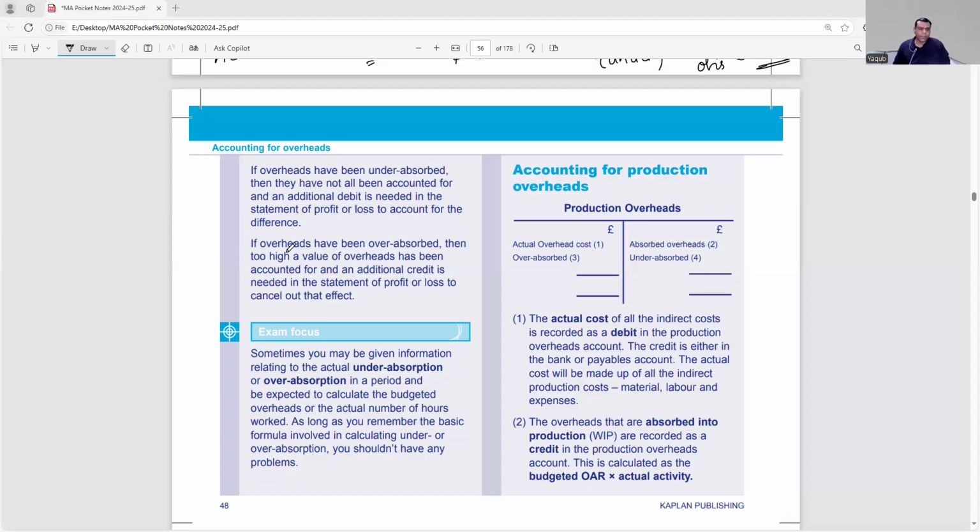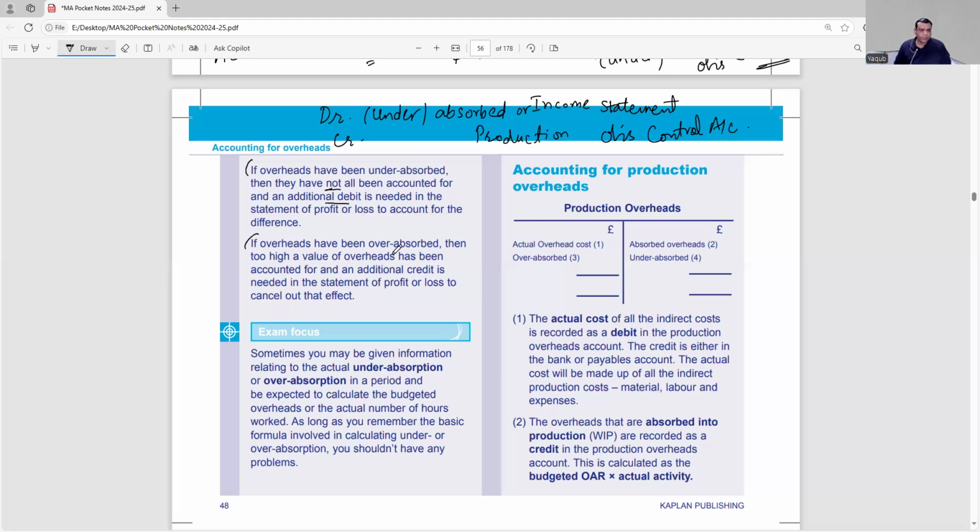Now these definitions are provided over here. If our overheads have been under absorbed, then they have not all been accounted for, and an additional debit is needed. Additional debit means we are in loss in the statement of profit and loss account. So here we will make a journal entry: debit under absorbed, or we can say debit the income statement, and credit production overheads control account, or production overheads account, whatever is given in the question.